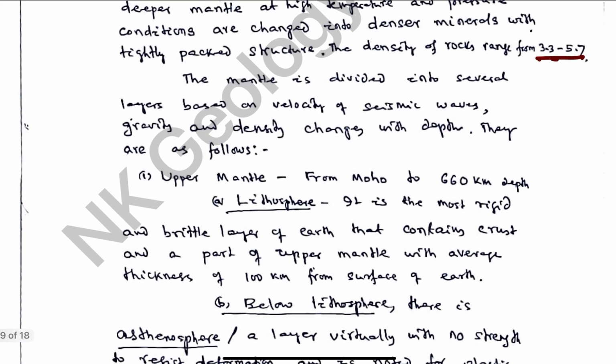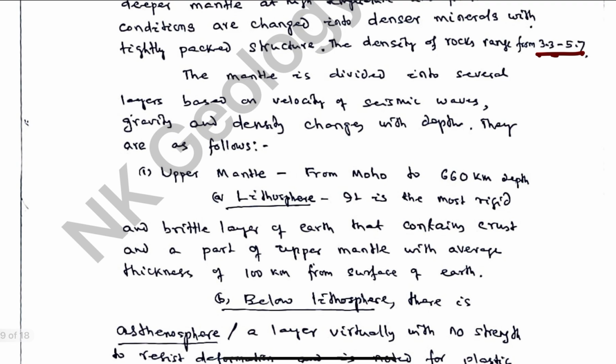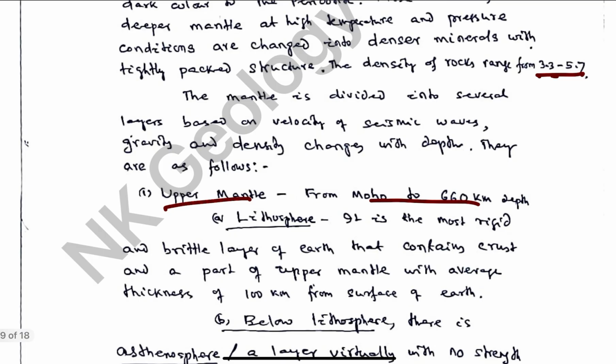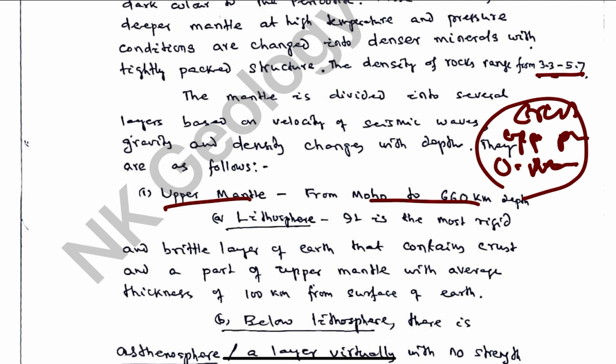And the mantle is divided into several parts. The upper mantle goes from Moho to 660 kilometers, and the upper mantle has a part of the lithosphere. Lithosphere is crust plus the upper part of the upper mantle. So a part of the lithosphere is coming in the mantle.